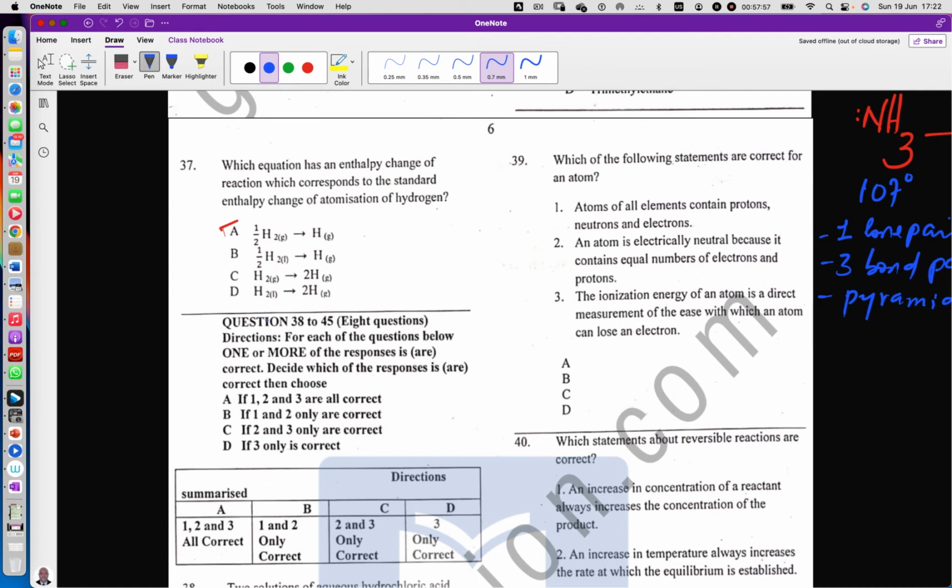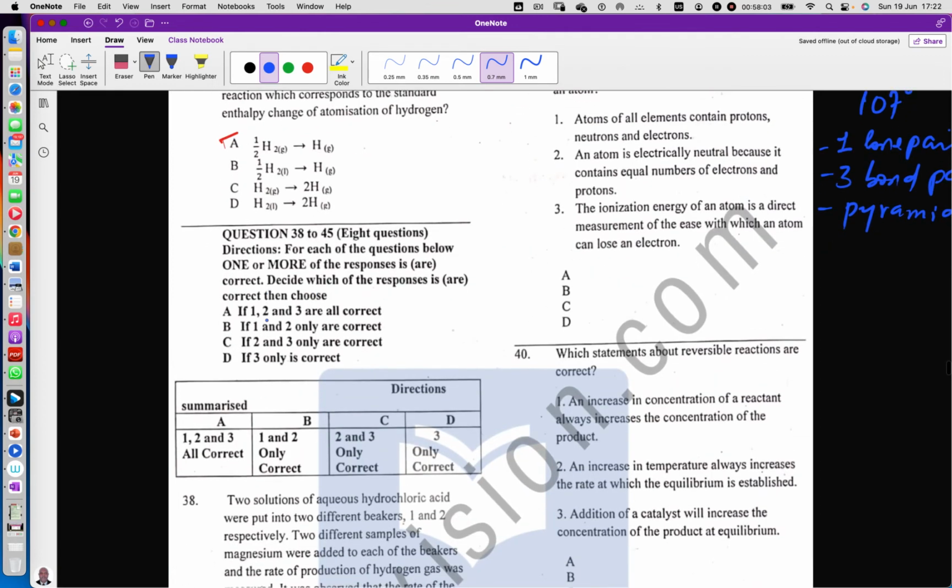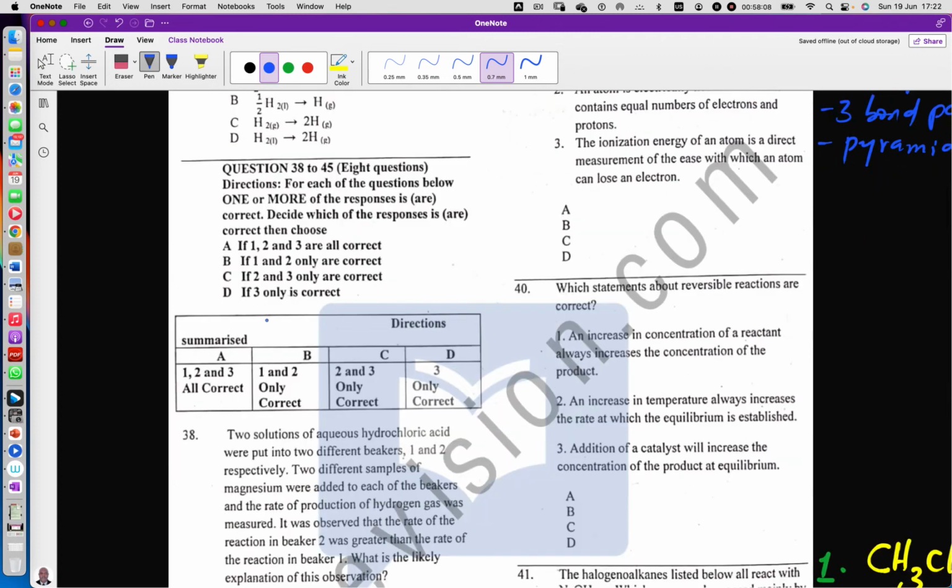Question number 38. Question numbers 38 to 45 have to do with some other things again. They have said, when the answers 1, 2, and 3 are correct, mark A; 1 and 2 is B; 2 and 3 is C; and if the answer is only 3, we have D. Question number 38. Let's go straight.